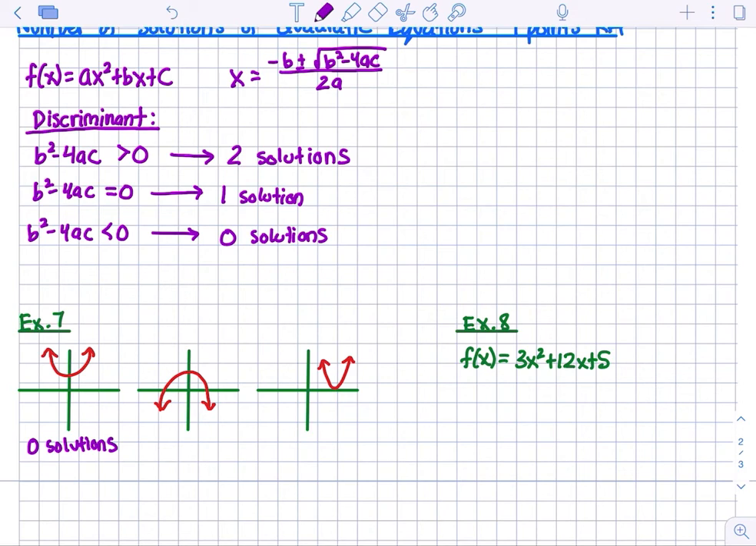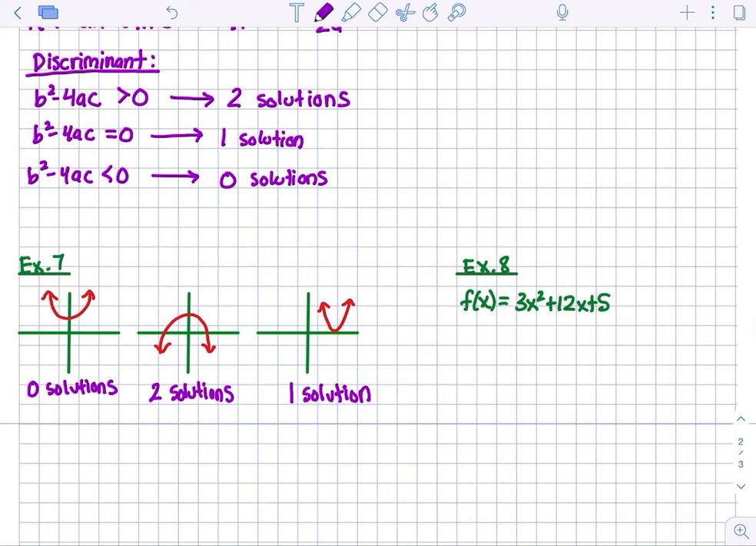Look at the next one. How many solutions does this graph have? That is, how many x-intercepts, how many roots, how many zeros does this have? It has 2. 1, 2. Which means this is going to have 2 solutions. How about this one? Well, this has 1 solution right there. It crosses the x-axis just 1 time. So this is going to have 1 solution.